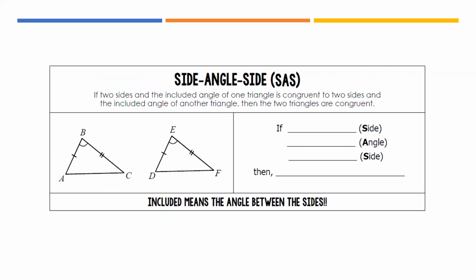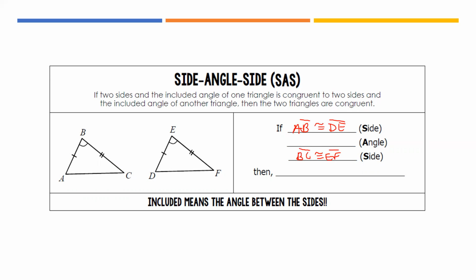The other shortcut we're going to talk about today is the side angle side. Side angle side says that two sides and the included angle of one triangle are congruent to two sides and the included angle of another triangle. So in this case, we can say that AB is congruent to DE, and the other side would be BC and EF. So I'm going to write that down here.